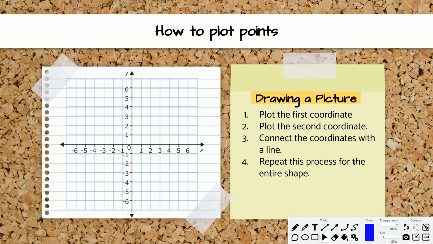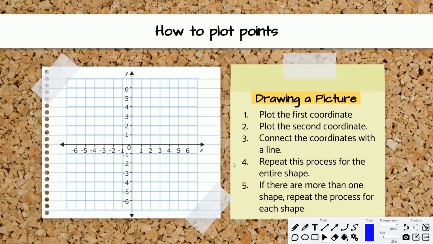We're going to repeat this process for the entire shape, and then if there's more than one shape, we repeat the process for each shape. So for our examples on here, we have our first point here, our second point there, and then we're going to connect them with a line.